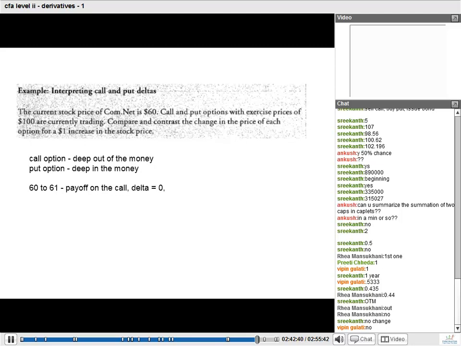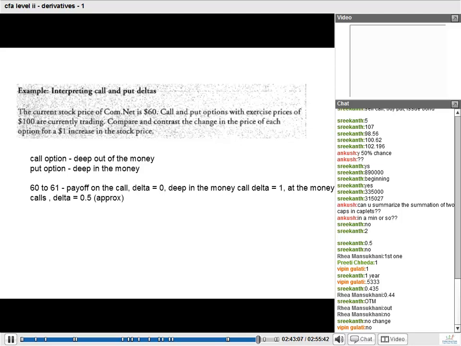For deep in the money call options, delta is equal to 1. I will explain this in a minute. And for at the money calls, delta is approximately equal to 0.5.